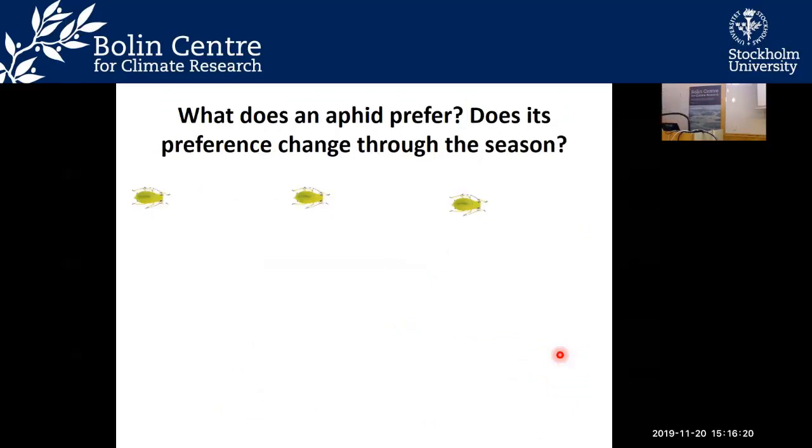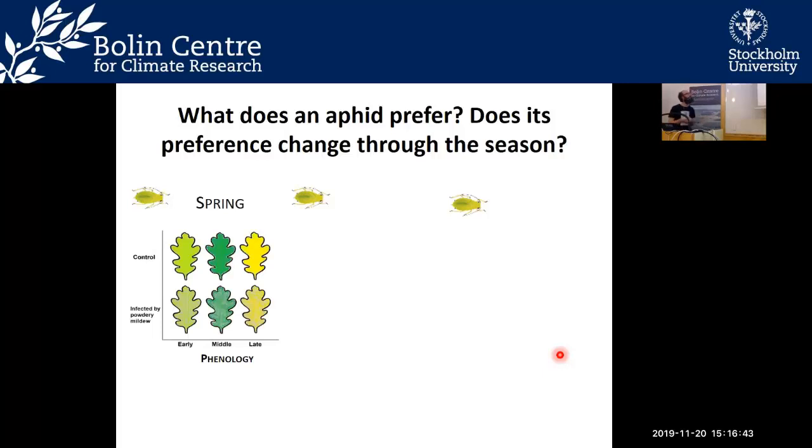Let's focus on the aphids. What does an aphid prefer, and does its preference change through the season? You can also interpret that as: is the selection pressure on plants of different phenology different throughout the season? And what may be the effect of having one more generation of aphids if the climate changes? So there are a lot of questions a little bit intermixed here.